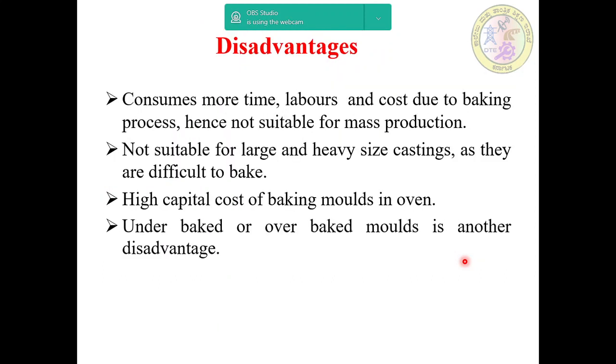And then these are the main disadvantages of this dry sand mold. It consumes more time, labor and cost due to the baking process, hence not suitable for mass production. And then not suitable for large and heavy size castings as they are difficult to bake. That is also one main drawback. And then high initial cost of baking molds in oven. That is also one drawback. Underbaked or overbaked molds is another drawback of dry sand molds.